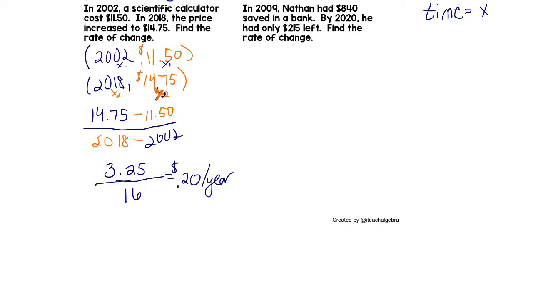Okay, let's do another one just like it. In 2009, our X portion of our first point, Nathan had $840 saved in a bank. By 2020, he only had $215 left. Poor Nathan. This is exactly how 2020 sounds. Find the rate of change. Okay, so we'll write this in an equation.